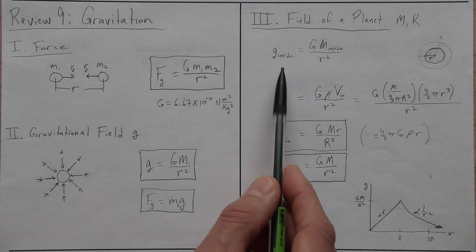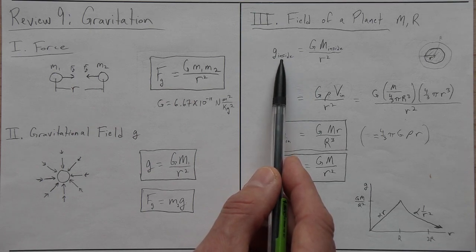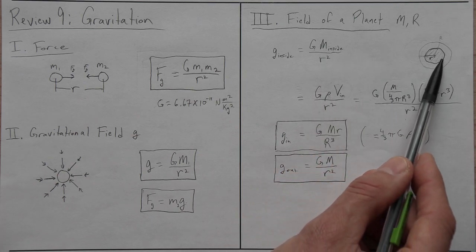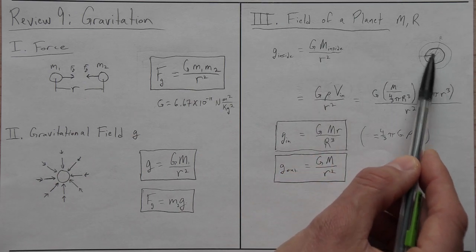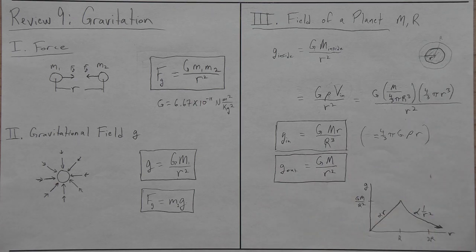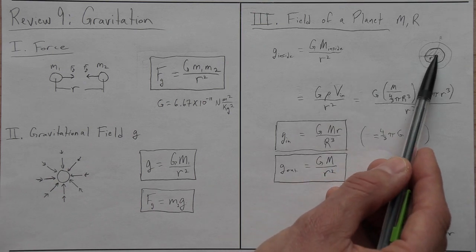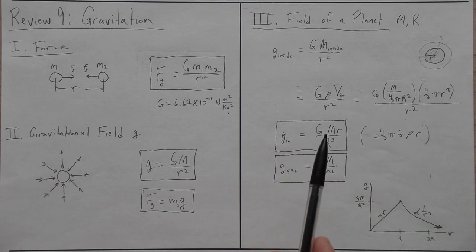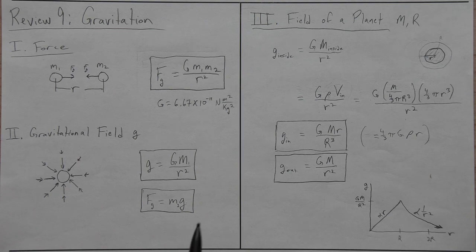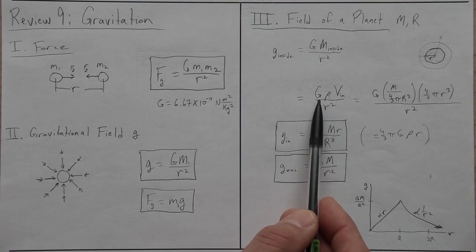So the way to figure out the field inside the Earth is with this formula, but using only the mass inside at a smaller radius than where you are as you're tunneling toward the center of the planet. Now, how do we get the mass in here? It's obviously just a portion of the total mass of the planet. What we do is we use the concept of density.